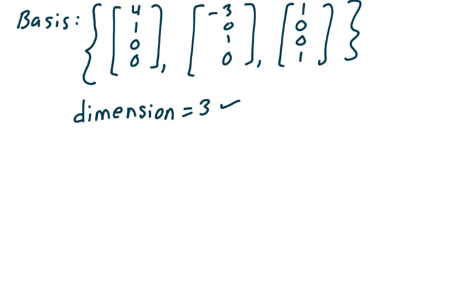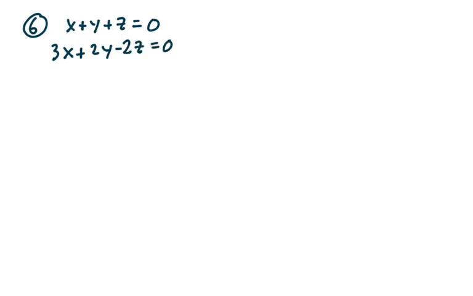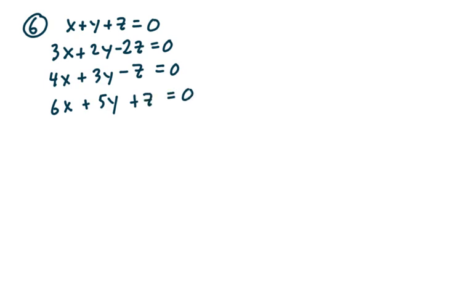If we can, let's take a look at problem number 6. Suppose I'm given x plus y plus z equals 0. And then we get 3x plus 2y minus 2z equals 0. And then we get 4x plus 3y minus z equals 0. And then we get 6x plus 5y plus z equals 0.